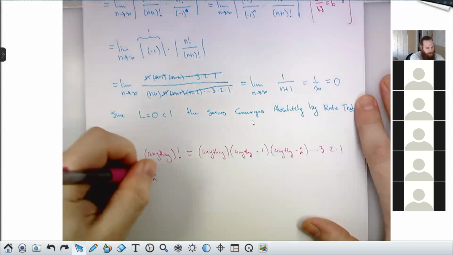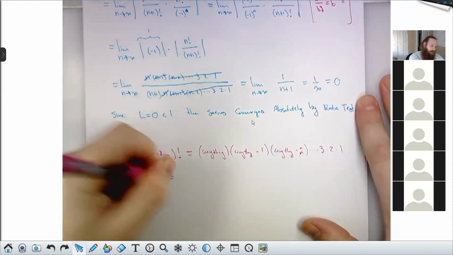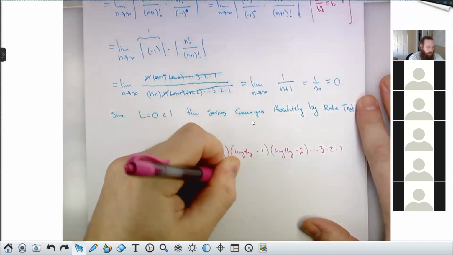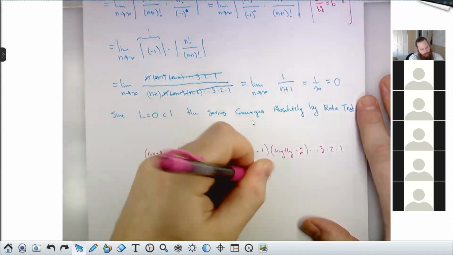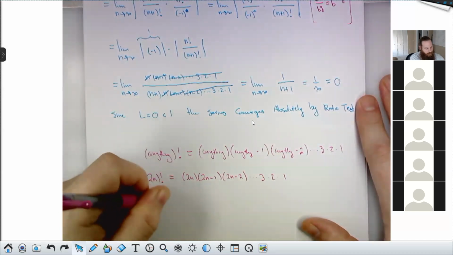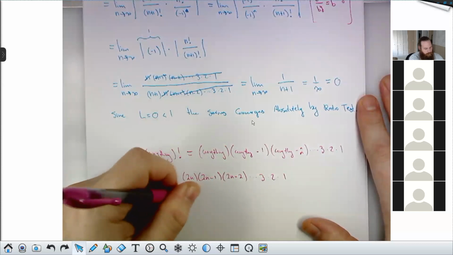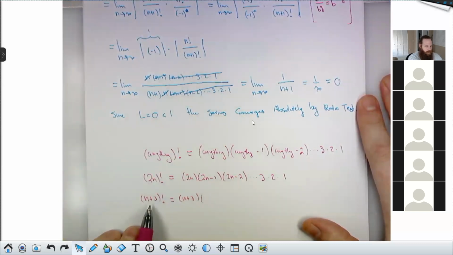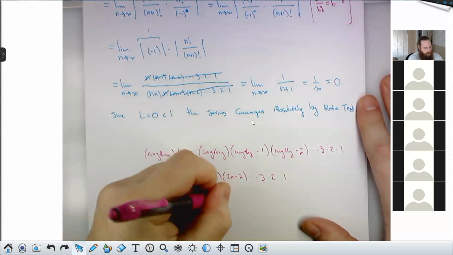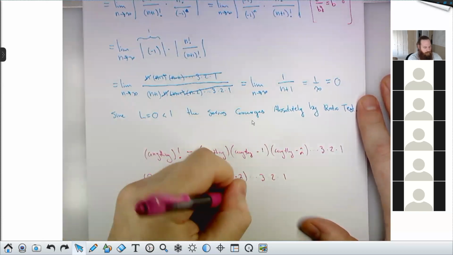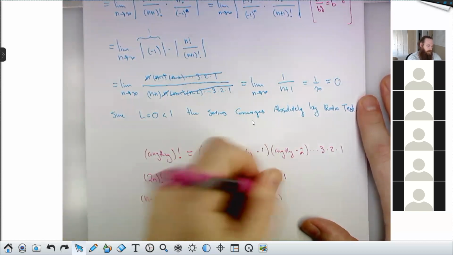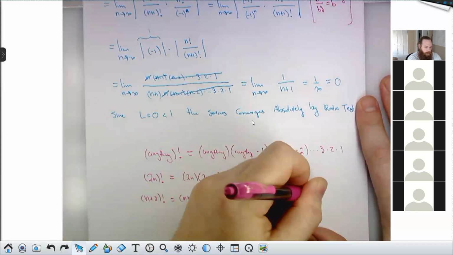So 2n factorial would be 2n times 2n minus 1 times 2n minus 2 all the way down to 3 times 2 times 1. Or n plus 3 factorial would be n plus 3 times, what is n plus 3 minus 1? It's n plus 2. Times, what is n plus 3 minus 2? It's n plus 1. And you can keep going. You can write as many of these as you want. The next term would be n, and then n minus 1, and then n minus 2, and then n minus 3. And you just go all the way down to 1.